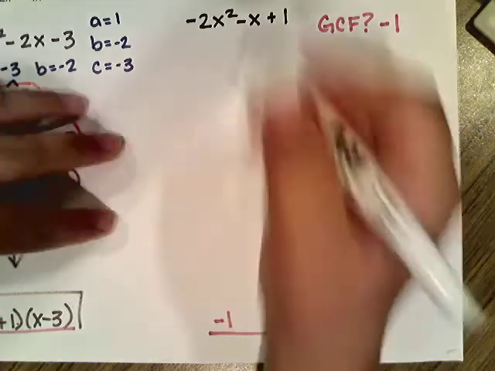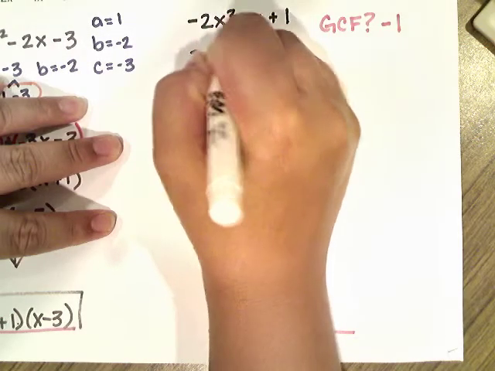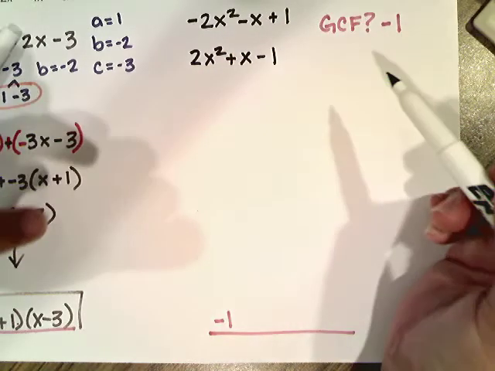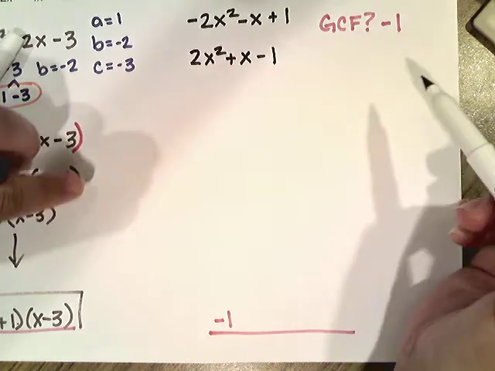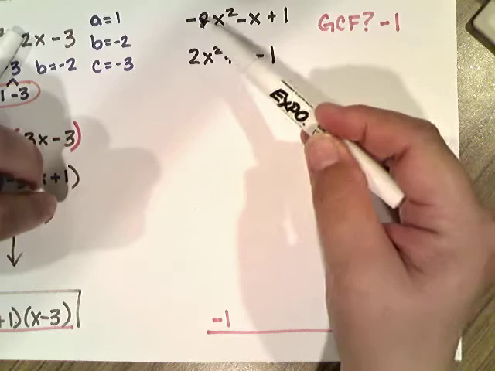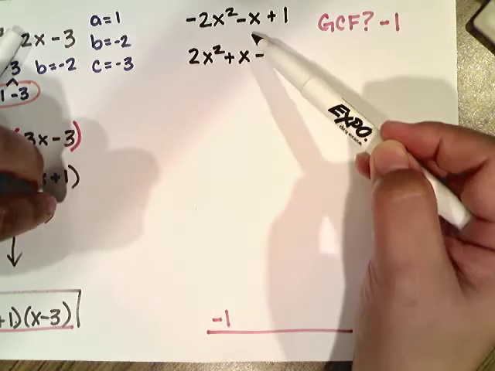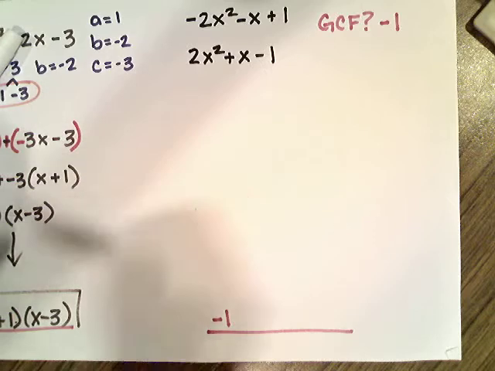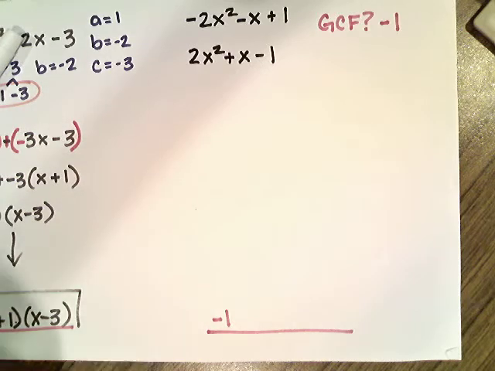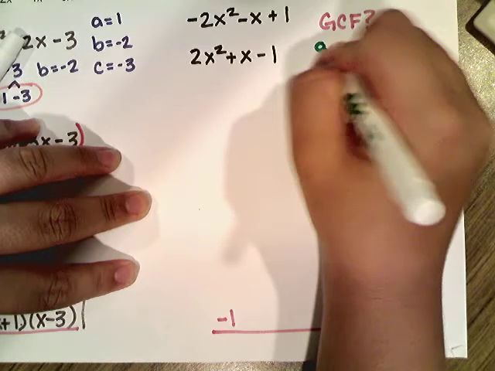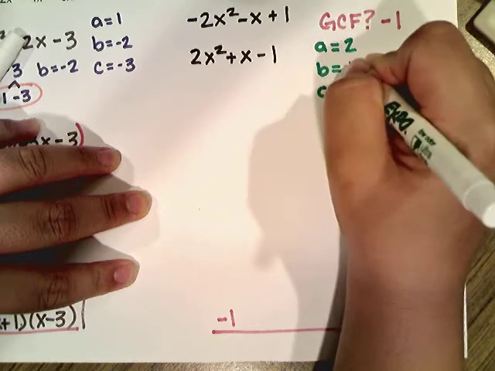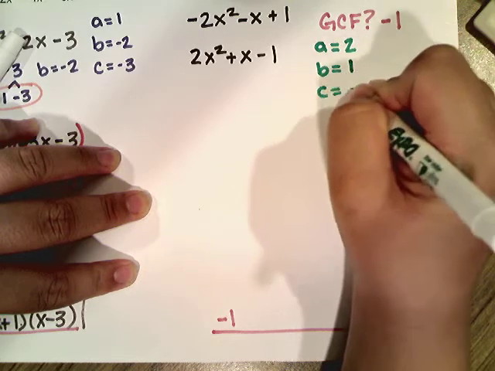So we're left with 2x squared plus x minus 1. And if you notice, every time we factor out a negative number, it just changes the signs for everything. That was negative, now it's positive. That was negative, now it's positive. That was positive, now it's negative. And like we've done many, many times, now we identify our a, b, and c values. A is 2, b is 1, c is -1.